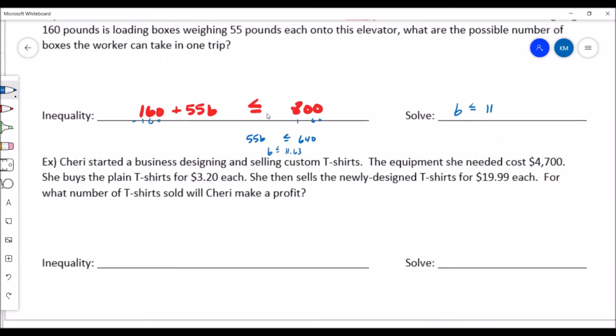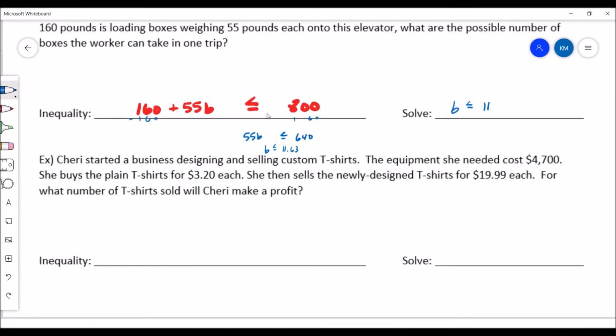Last one here. It says Sherry started a business designing and selling custom t-shirts. The equipment she needs costs $4,700. She buys the plain t-shirts for $3.20 each. She then sells the newly designed t-shirts for $19.99 each. For what number of t-shirts sold will Sherry make a profit? So now we're talking about profit. We have to talk about how much money she gets. Okay, she's going to need to get $4,700 in order to make a profit.